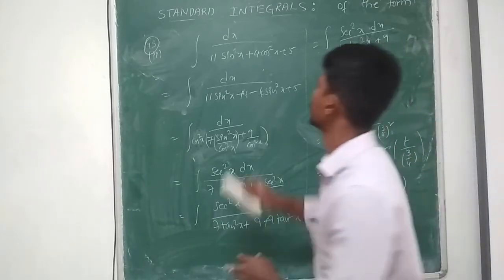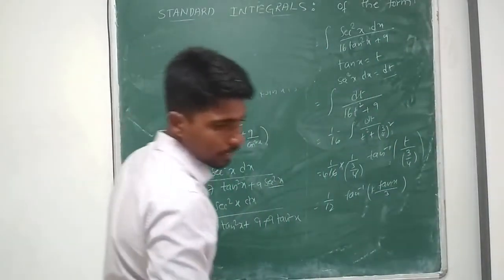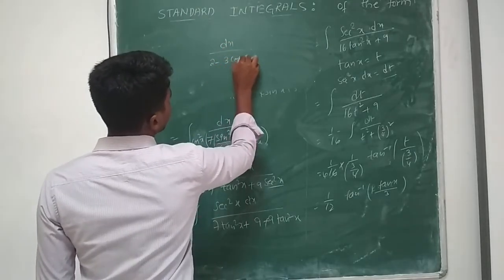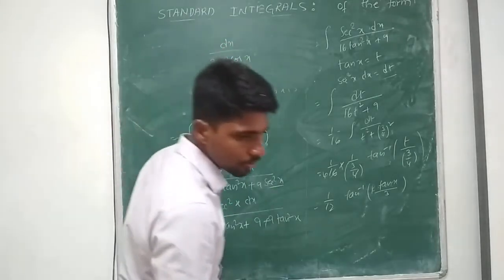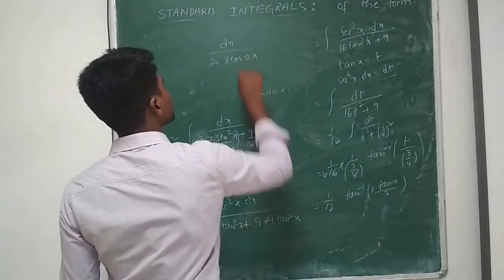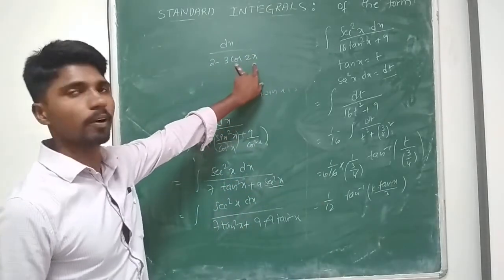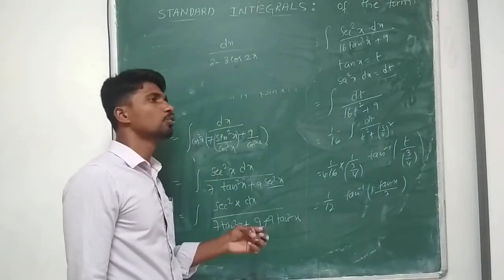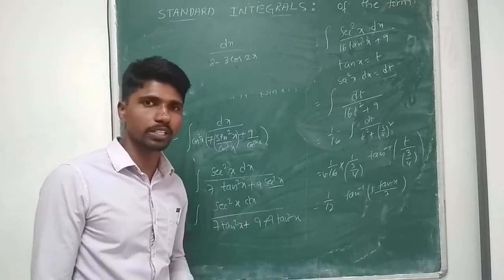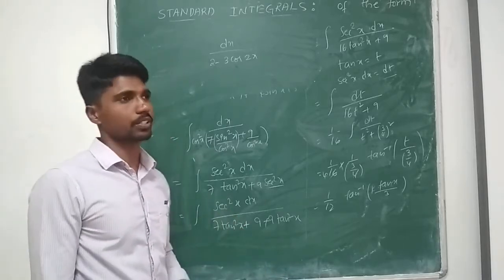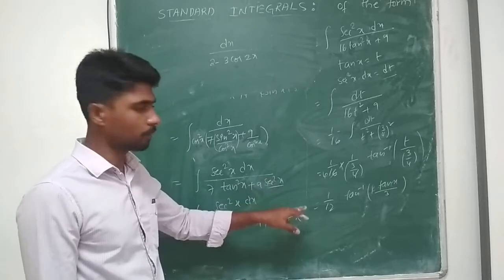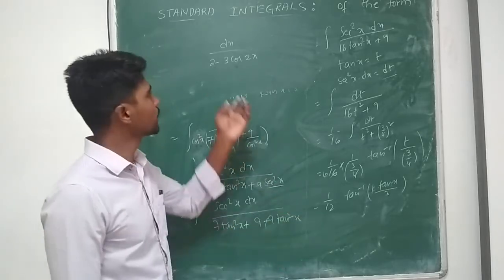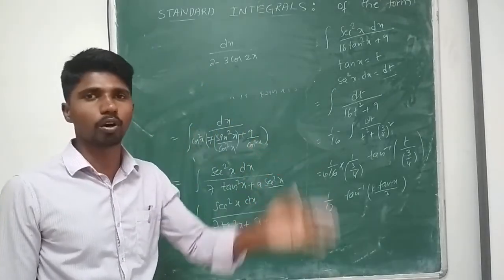I give one problem for you to solve, which is dx by 2 minus 3 cos x. How to solve this? Use cos 2x, not x. Substitute cos 2x from any one of the forms: 2 cos square x minus 1, or 1 minus 2 sin square x, or cos square x minus sin square x. I have given 3, make use of that and convert this in the form of tan square or cot square.